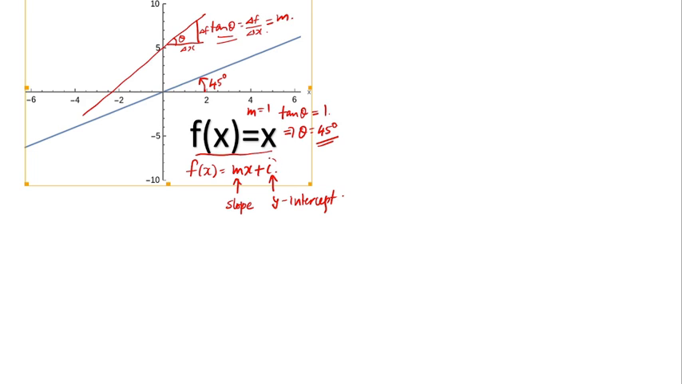This c, which we have seen here, is nothing but the y-intercept. So the y-intercept is this distance. So this distance is going to be equal to c.